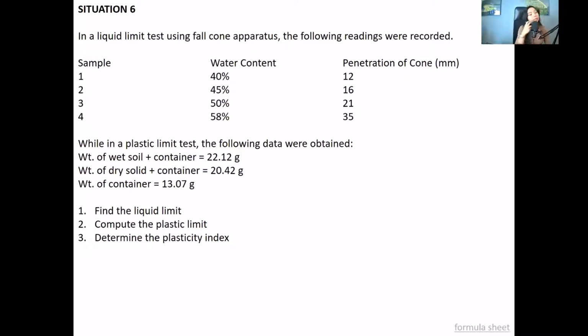While in plastic limit test, the following data were obtained. Weight of wet soil plus container, we have 22.12 grams. Weight of dry soil plus container, we have 20.42 grams. And then weight of container by itself, it's 13.07 grams. First question, find the liquid limit, compute the plastic limit, and determine the plasticity index.